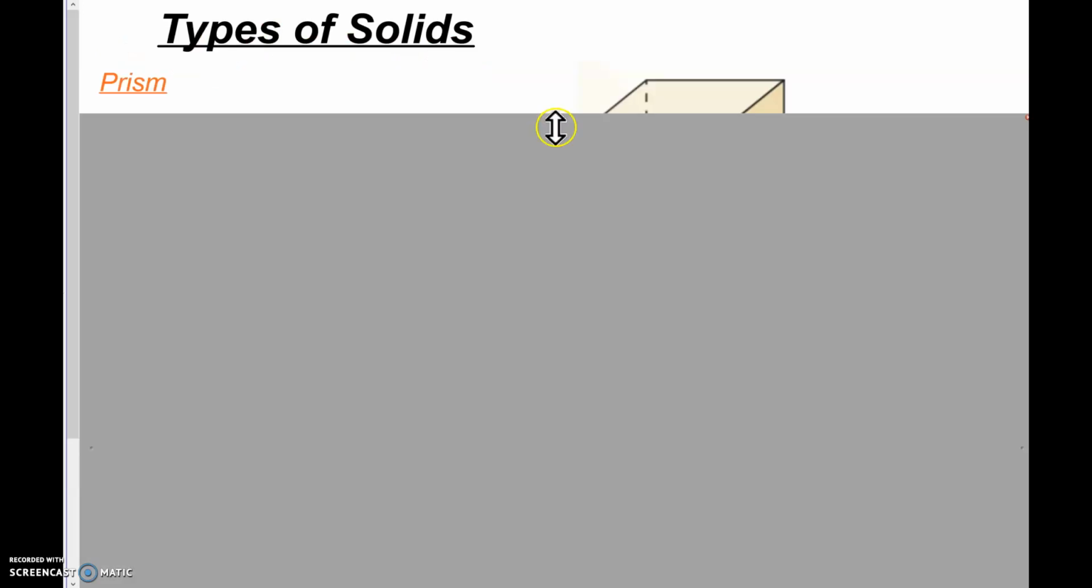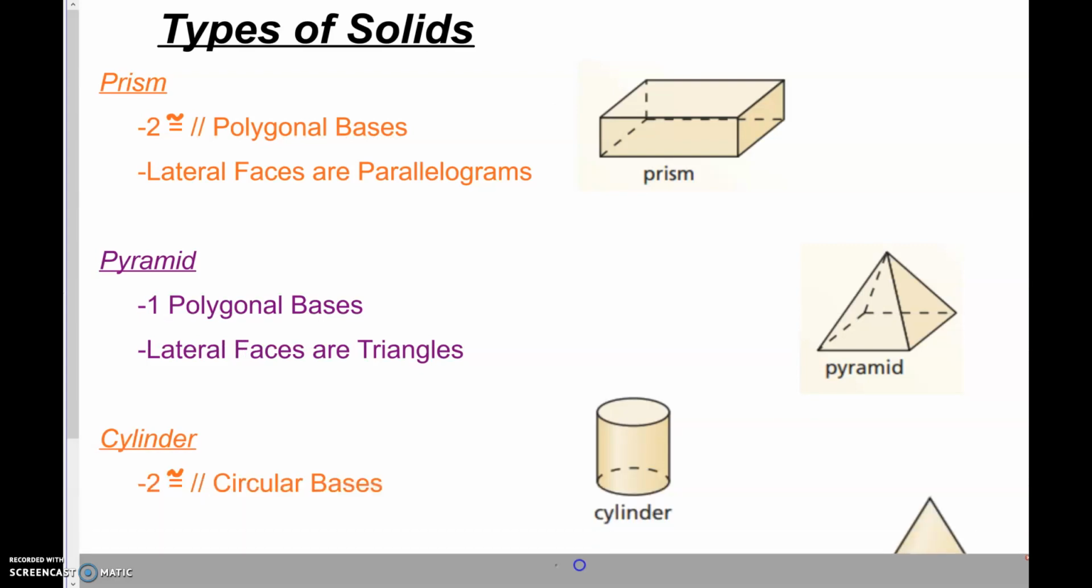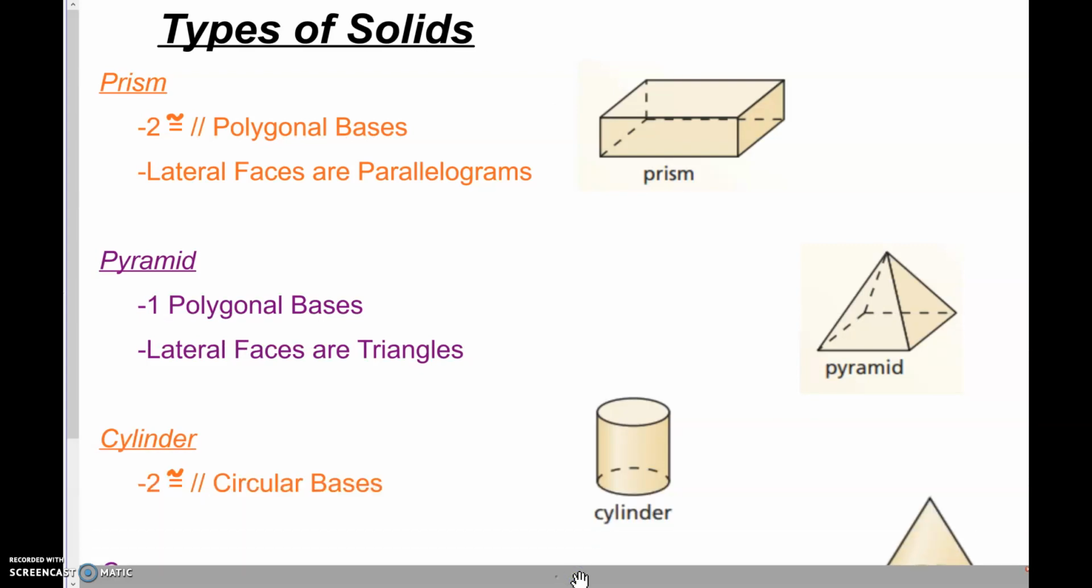The different types of solids that we have are prisms. Prisms are going to have two congruent parallel polygonal bases. So in this prism, we could have the right side and left side, those two rectangles, be your bases because those two sides are parallel to each other and congruent. Or we could say that it is sitting on a base, so that larger rectangle on the bottom and the top could be considered the bases. And the ones going around the side of that are your lateral faces.